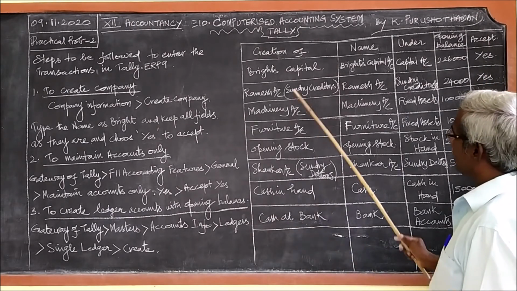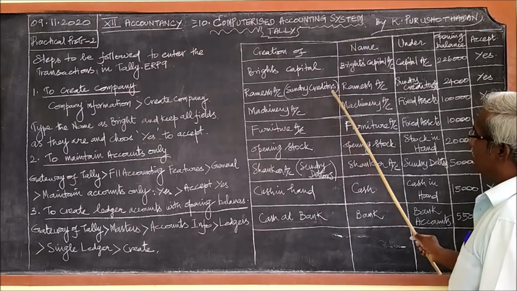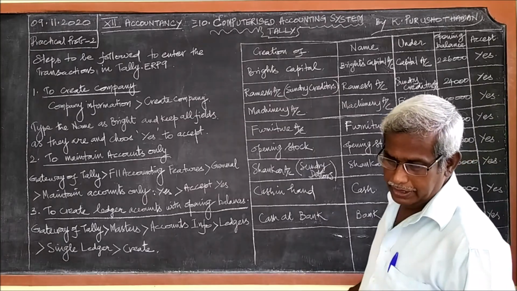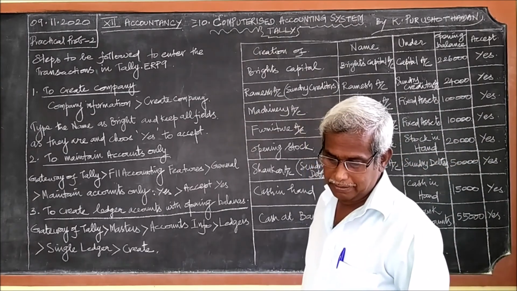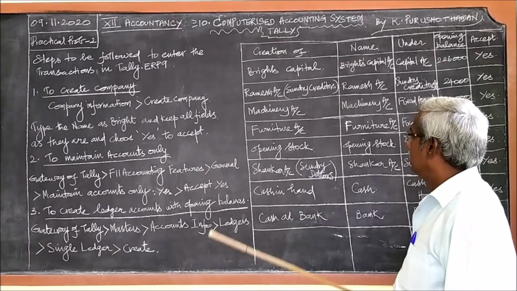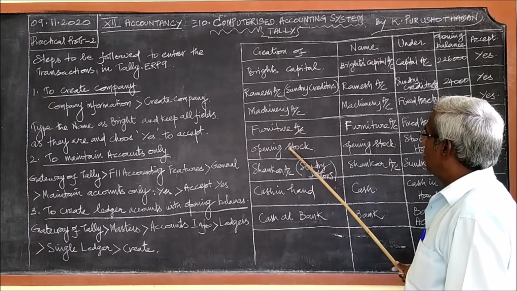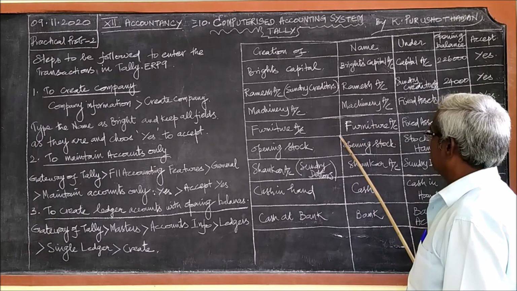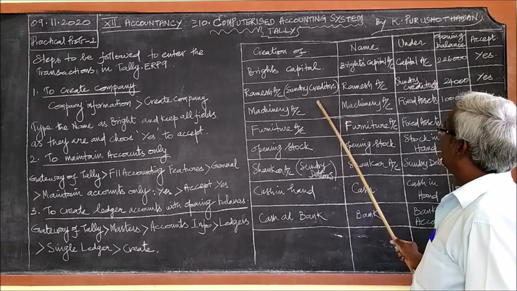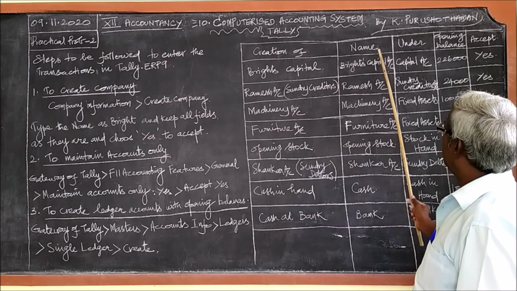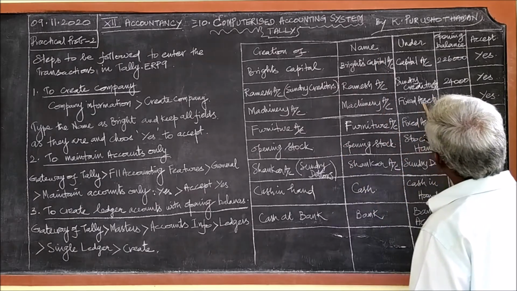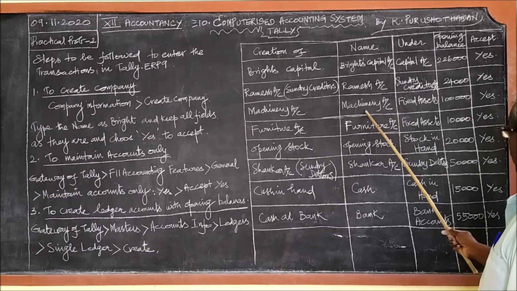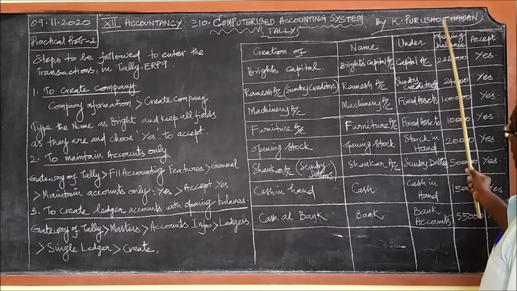Then the next one, the machinery account and the furniture account. These are the two fixed assets here. You can find on the asset side machinery, furniture and stock. These three items are assets. So, here creation of machinery account, the name of the account itself is machinery account, and what is this generally called? It is one of the fixed assets, therefore fixed assets.